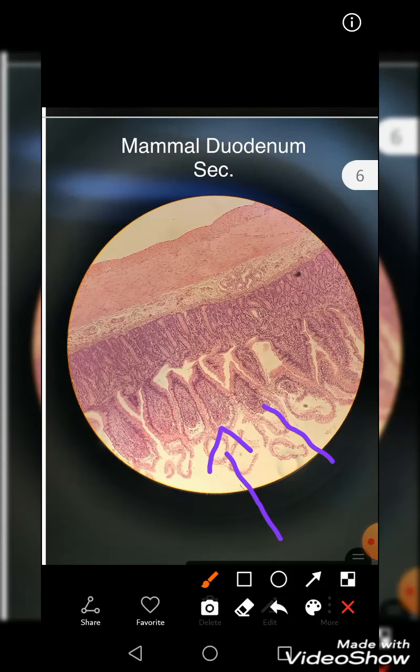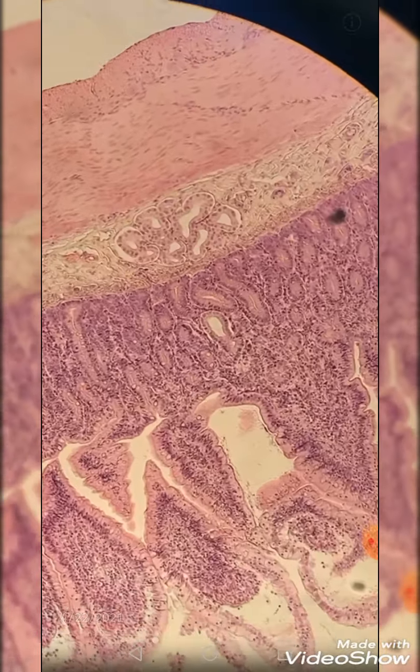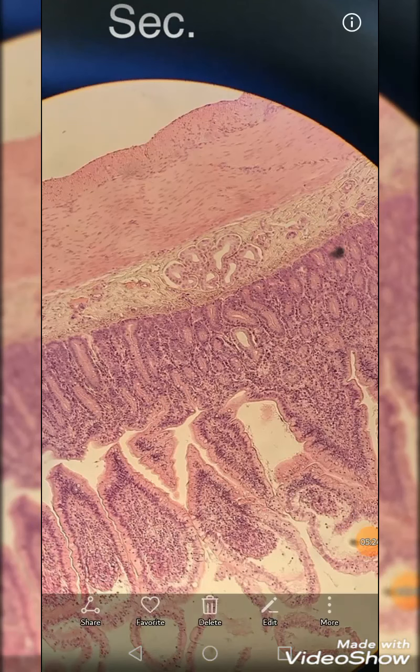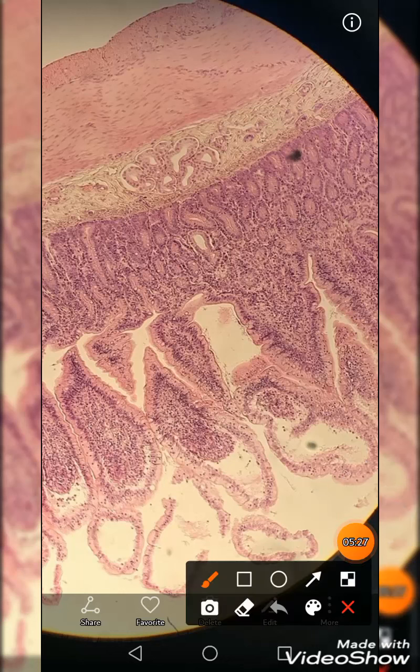And if you concentrate on its submucosa, let me mark it with the ink. These are the submucosal glands, which are called Brunner's glands. They are branched tubular glands, and what do we expect? They have to secrete mucus, which is an alkaline fluid. They protect your duodenal mucosa against the acid coming from the stomach in the chyme.